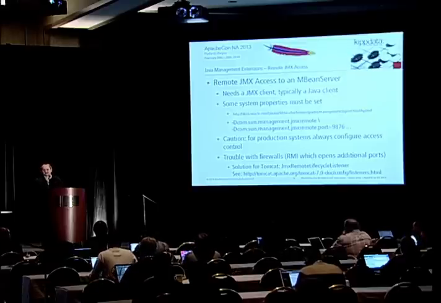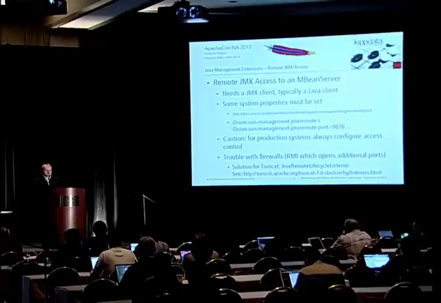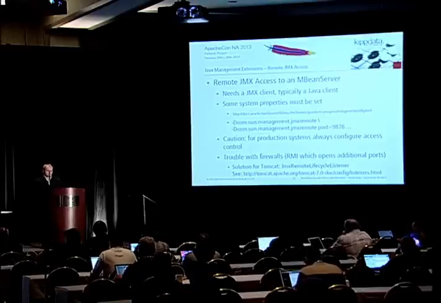JMX does have a couple of problems with firewalls, because it uses dynamic ports. In the case of Tomcat, I gave another link. There is a workaround where you can make sure that only ports are used that are open in your firewalls.